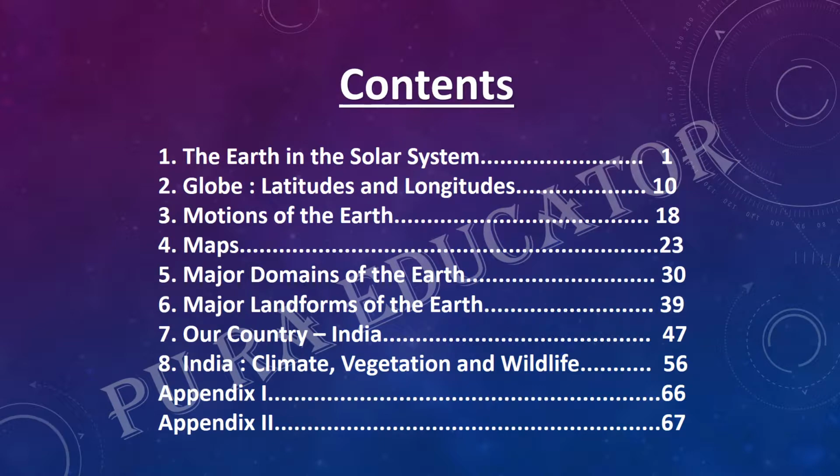Friends, the contents are as follows. The first chapter is the Earth in our solar system. The second chapter is the globe, latitudes and longitudes. The third chapter is motions of the Earth. Fourth chapter is maps. Fifth chapter is major domains of the Earth. Sixth chapter is major landforms of the Earth. Seventh chapter is our country, India. Eighth chapter is India, climate, vegetation and wildlife. And two appendices are there, one and second.